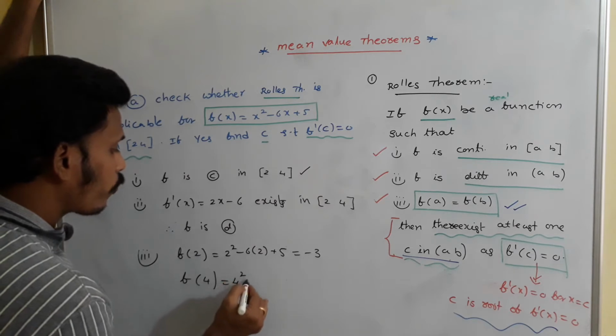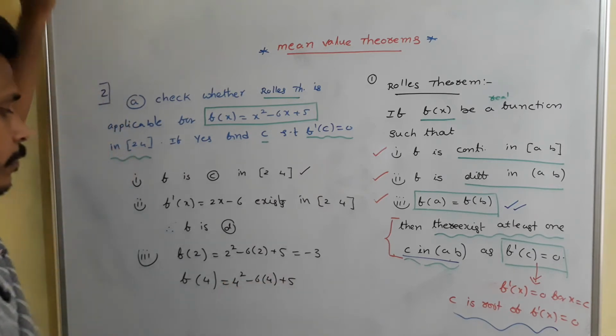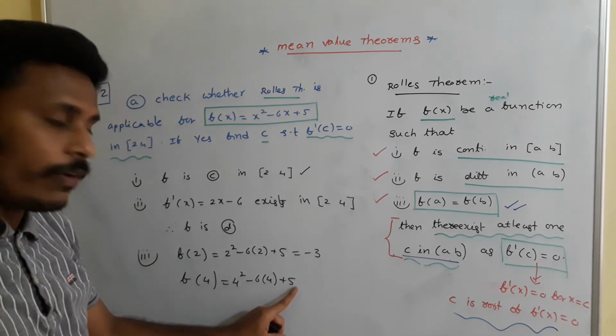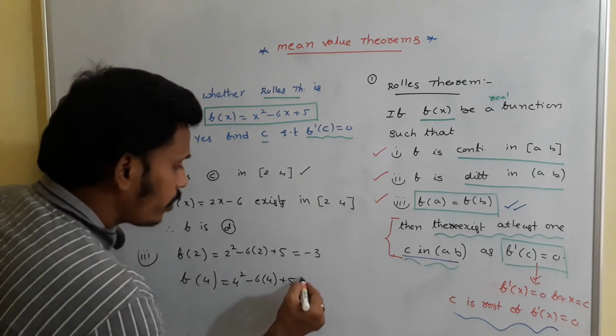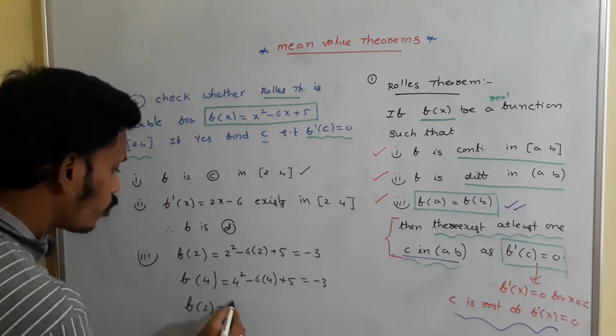And then what do you say about f of 4? f of 4 is equal to 4 square minus 6 into 4 plus 5. 4 square is 16, plus 5 is 21, minus 24 is equal to minus 3. That means f of 2 is equal to f of 4.